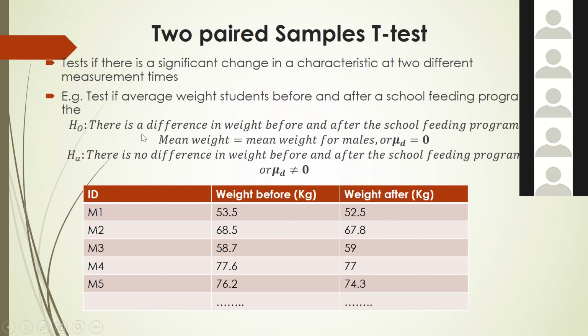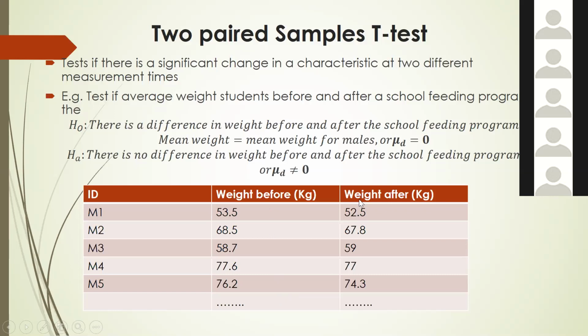And the null hypothesis is that there is no difference in weight before and after the school feeding program, okay? Oh, sorry, this should go out as well. And then the alternative hypothesis is that there is a difference in weight before and after school feeding program. Or from a notation form, you may write that the mean difference before and after school feeding program is equal to 0, versus that it is not equal to 0. If it is not equal to 0, then it means there is some difference. If it is equal to 0, then there is no difference. And this is how your data will look like, and you'll be using these two variables for that particular test.